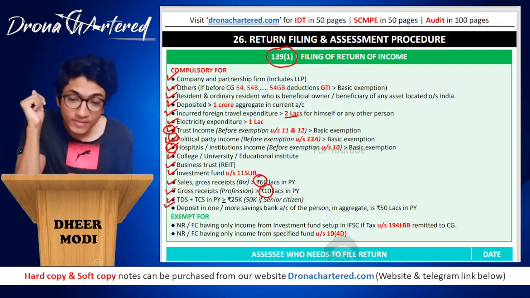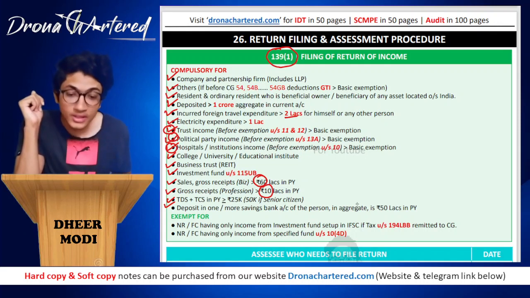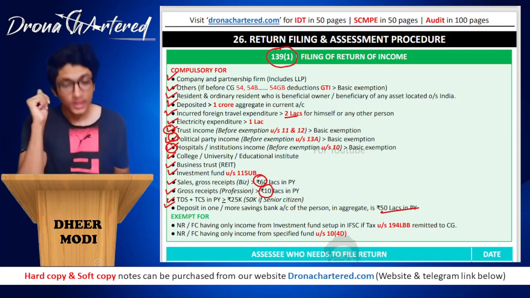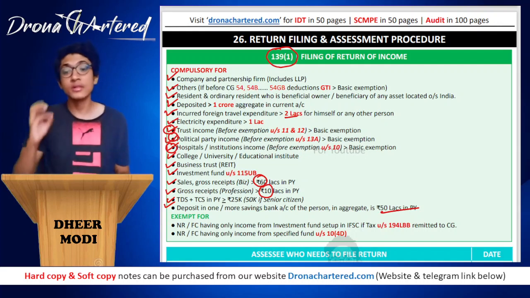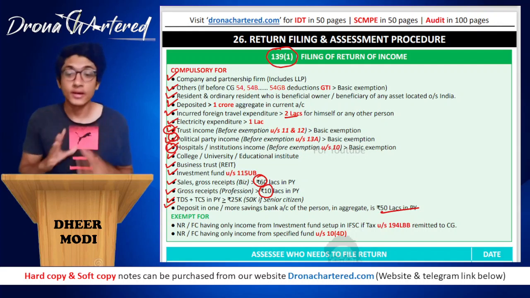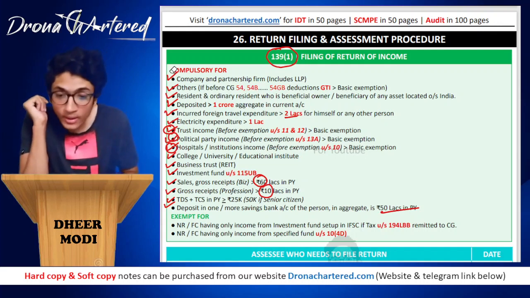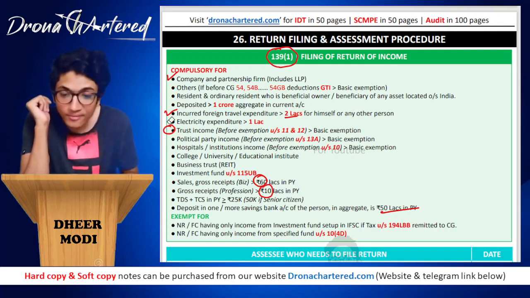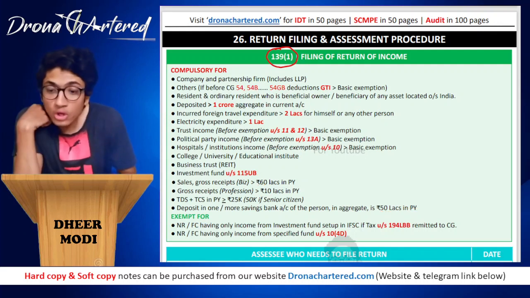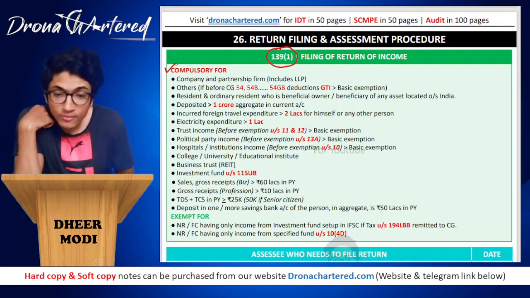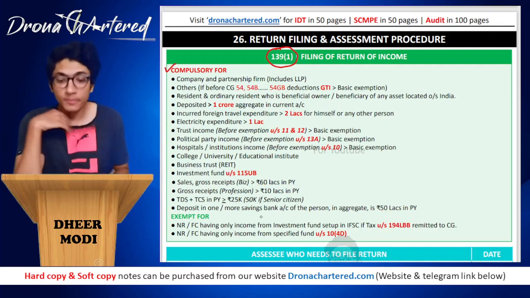And last is, if deposit in one or more saving bank account of the person in aggregate is 50 lakhs in the previous year, then in such a case filing of return is compulsory. Okay, so this is your complete list of who all people are required to file your return of income. Now we did for whom it is compulsory. Now we are doing for what people it is exempt.